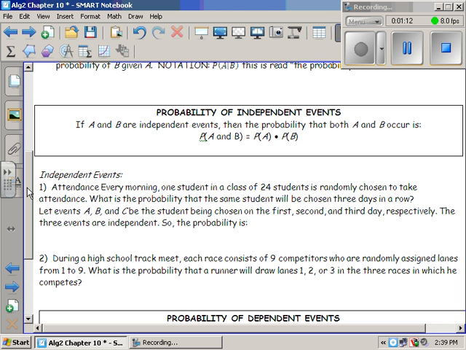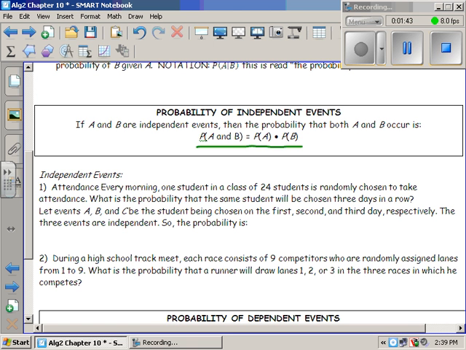All right, so first, how do we calculate the probability of independent events? Well, you calculate the probability of an independent event, like A and B happening, where A and B don't affect each other, by just multiplying their probabilities. Okay, so for instance, in example 1, one student in a class of 24 is randomly chosen to take attendance. What's the probability that the same student will be chosen 3 days in a row?